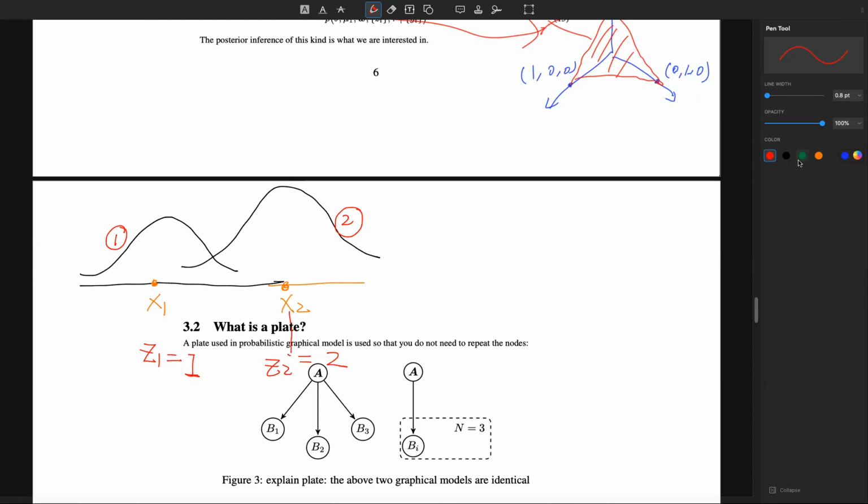So if I have a data point in here, I'm gonna call it x3. What do you think the corresponding Z3 is? 2, okay? So the Z is the indicator of which Gaussian has distributed that this data belongs to.